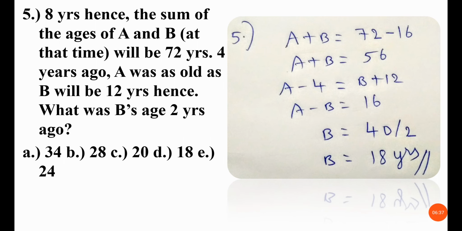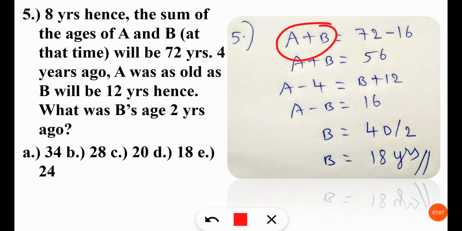Moving to the last question. 8 years hence, the sum of the ages of A and B at that time will be 72 years. 4 years ago, A was as old as B will be 12 years hence. What was B's age 2 years ago? A plus B equal to 72, it is given, 8 years hence. So the present ages will be 72 minus 16.